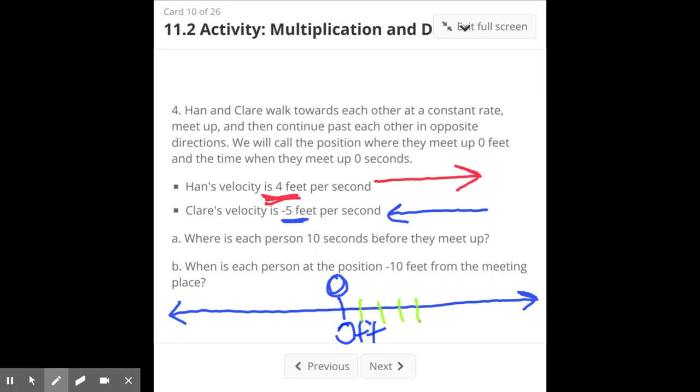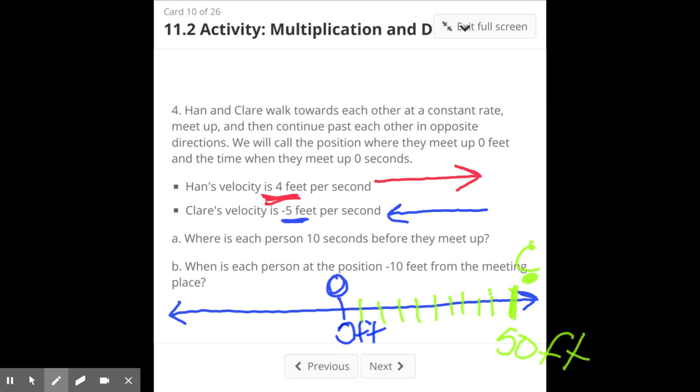1, 2, 3, 4, 5, 6, 7, 8, 9, 10. So there's my 10 seconds before they meet. And Claire is over here on this side because she's traveling from this side. And so if that has been those 10 seconds, and for each second she goes 5 feet, Claire is actually going to be over here at 50 feet.